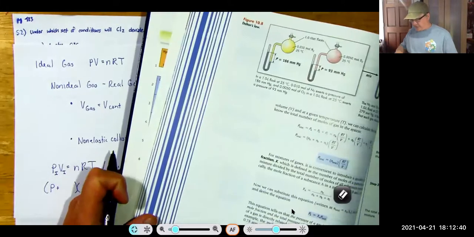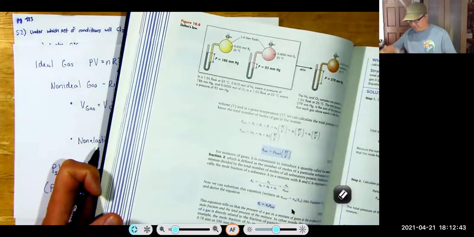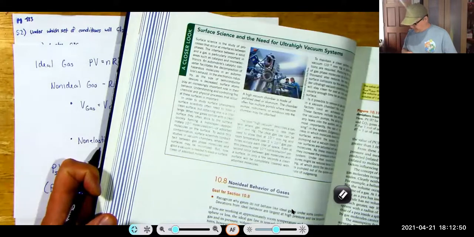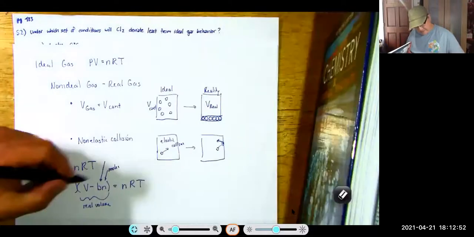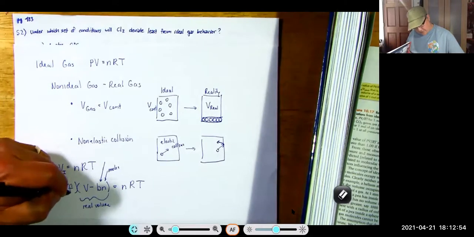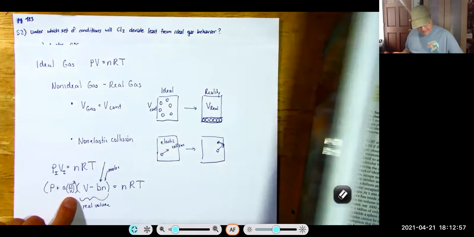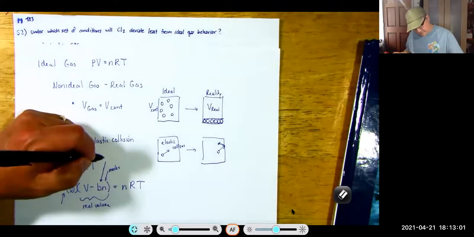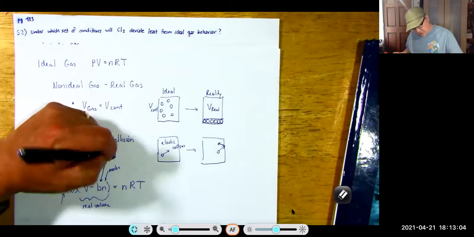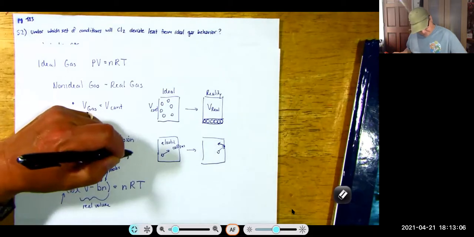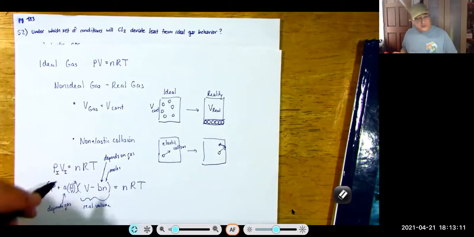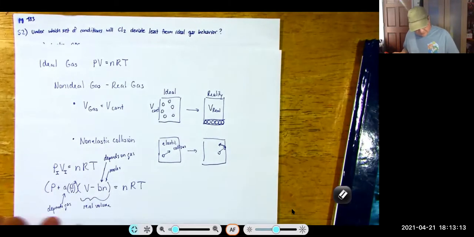Okay, so where do we go from here? So it's plus A times N over V squared. Now, A depends on the gas. N is the moles of the gas particles, and V is the volume.